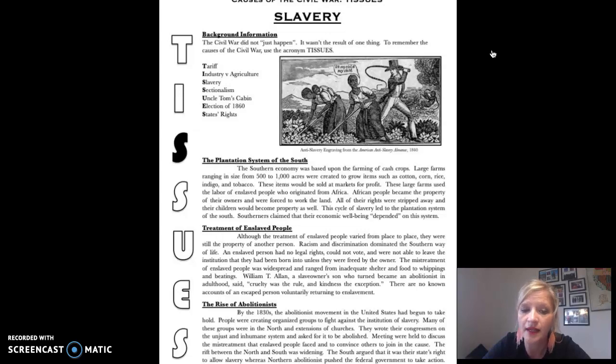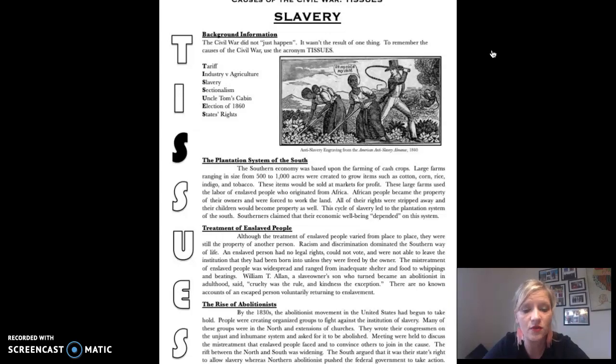William T. Allen, a slave owner's son who became an abolitionist in adulthood, said, "Cruelty was the rule and kindness the exception." There are no known accounts of an escaped person voluntarily returning to enslavement. The rise of abolitionists. By the 1830s, the abolitionist movement in the United States had begun to take hold. People were creating organized groups to fight against the institution of slavery.